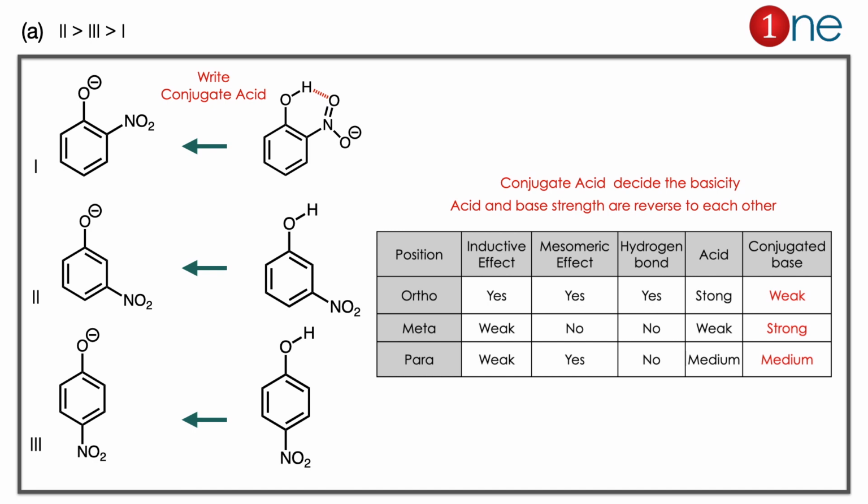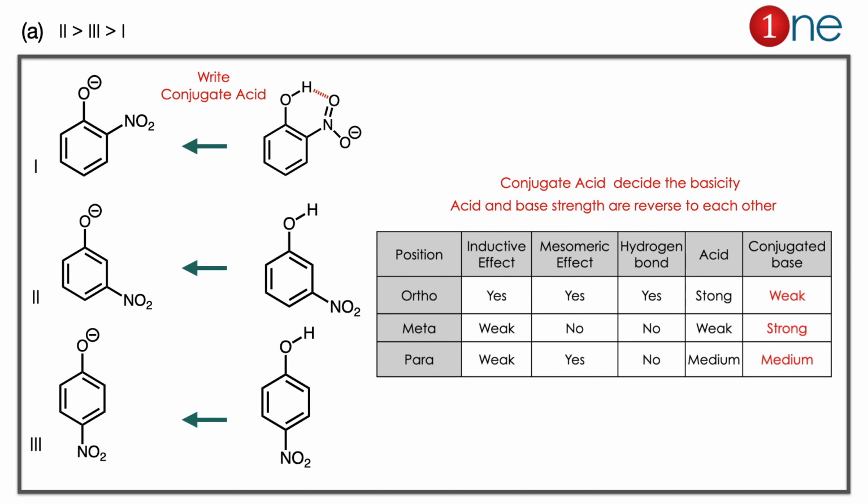So we have given a table for our understanding. In the ortho position we have all 3 effects: inductive, mesomeric as well as hydrogen bonding. In meta you have almost no inductive effect, mesomeric effect or hydrogen bonding, nothing there, so it is weak. In para you have a weak inductive effect, a strong mesomeric effect, but no hydrogen bonding.